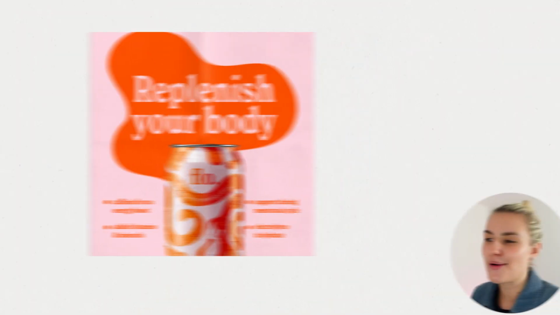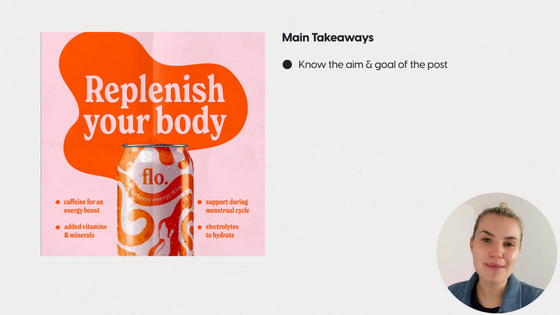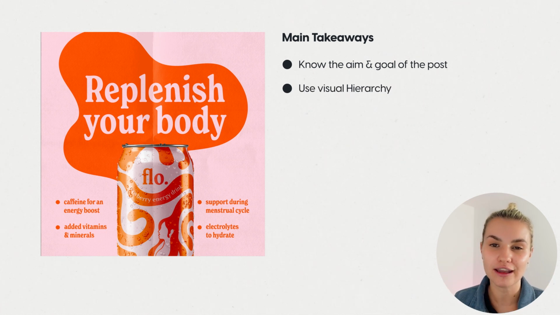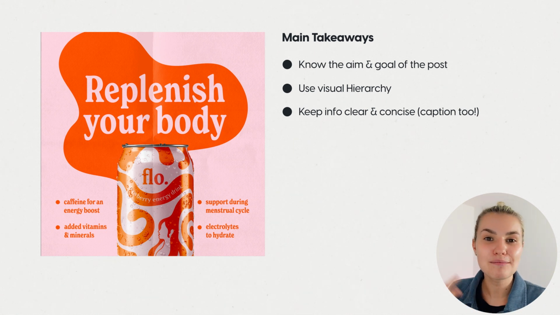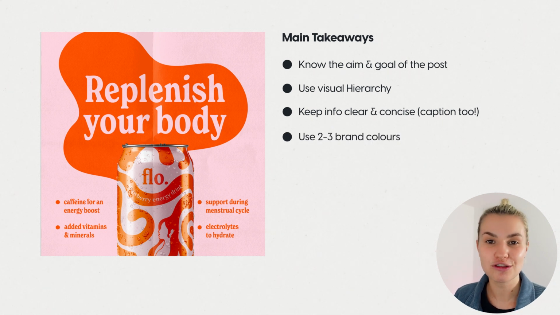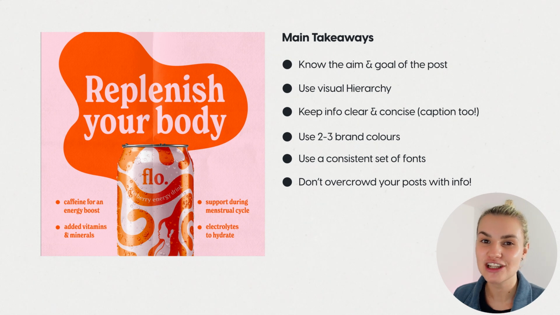So if we take a look at the post, the main takeaways from creating this are to know the aim and goal of the post, to remember to use visual hierarchy, to keep the post clear and concise and not overwhelmed with information. Remember, you can always add more information into the caption, to keep to 2 to 3 brand colors to keep it consistent, use a consistent set of fonts, and to keep the brand assets and images nice and balanced and not overcrowded.